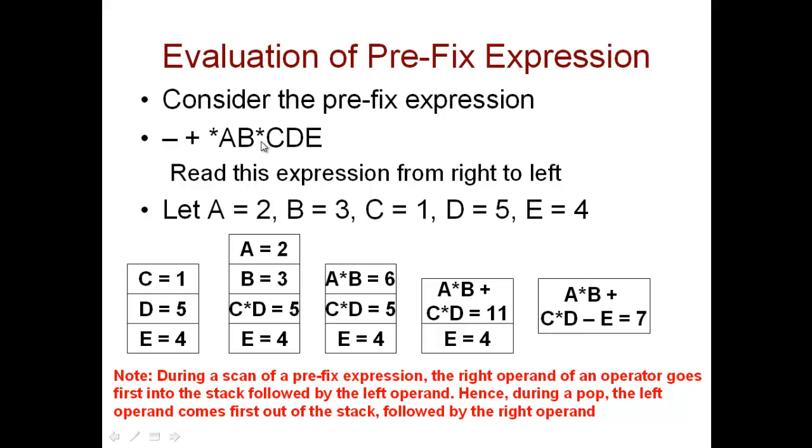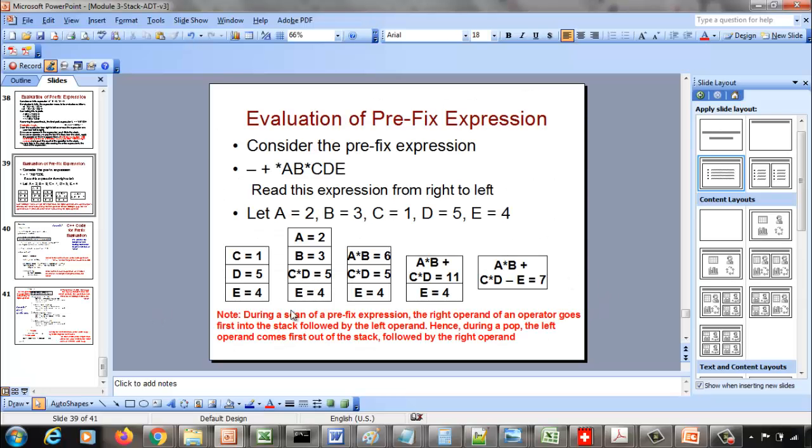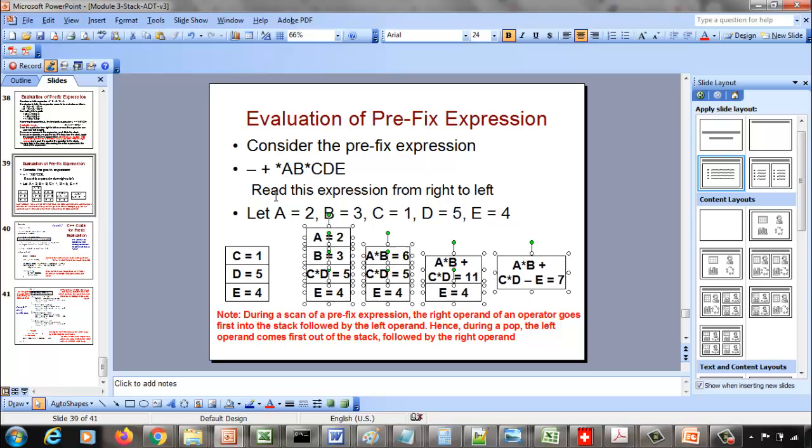When you see an operator, you have to pop the stack twice. The first pop value becomes the left operand. Okay, so C star. Then you pop it again. The second pop value becomes the right operand. So that's going to be C star D is what you're going to evaluate.